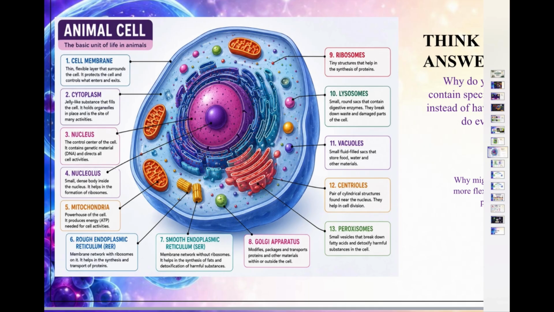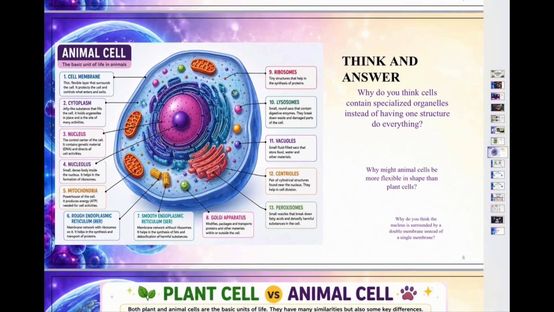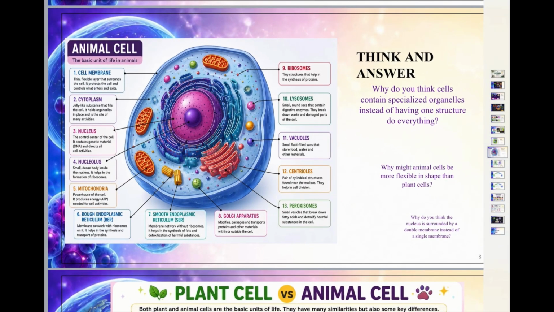Now, centriole is another portion that is present inside the cell, which is actually helping in cell divisions. Okay, and peroxisome is also there. It is breaking down the fatty acids and also harmful substances. Now here also there are 3 questions. You will solve them and answer me in the comment section.